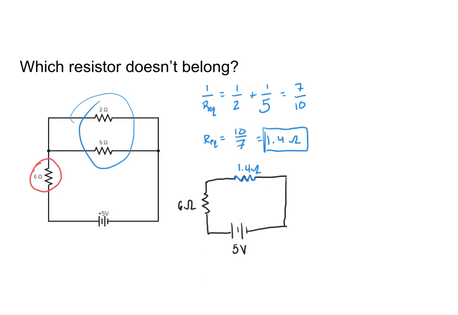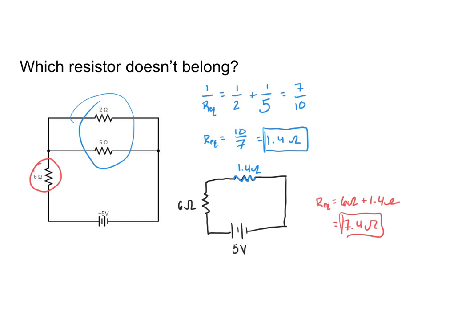So I should be able to very easily figure out what my equivalent resistance is because my 6 ohm and 1.4 ohm resistor are now in series. So my equivalent resistance is 6 ohms plus 1.4 ohms, or 7.4 ohms. And there you have it, guys. I have now found my equivalent resistor for this circuit.